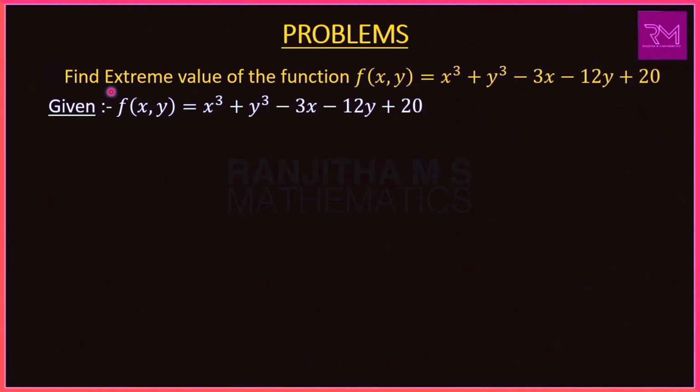Here in the problem they have mentioned we have to find the extreme value of the function, that means the maximum and minimum value for the function. After writing the function f of x comma y, in the next step we have to find del f by del x and del f by del y.